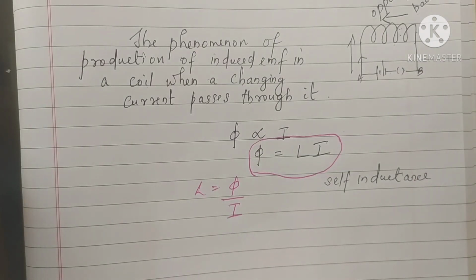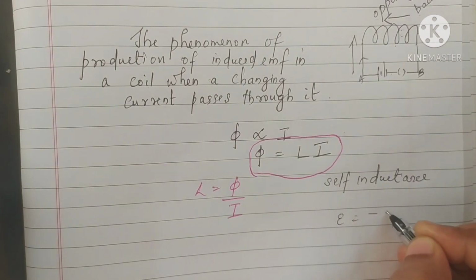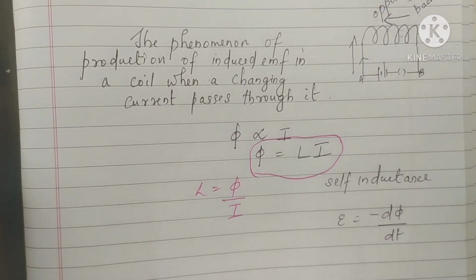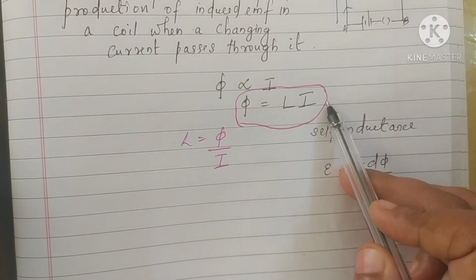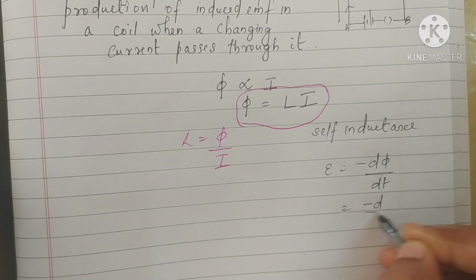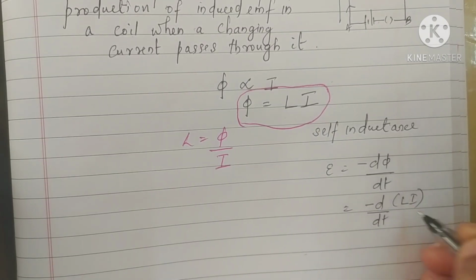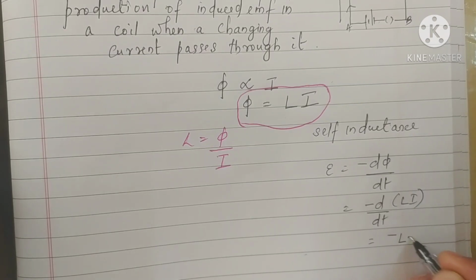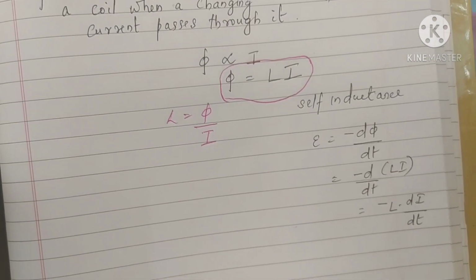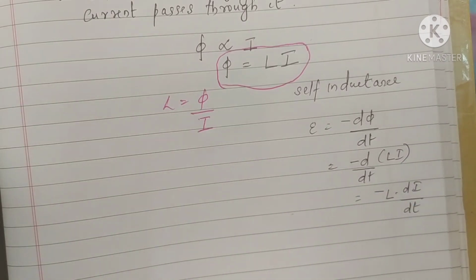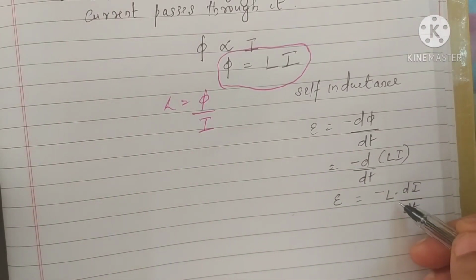Now you know the relation between induced EMF and the flux is E equals minus d phi by dt. And phi from this equation is L into I, so you can substitute that: minus d by dt of L I, that is minus L into di by dt. Clear? This is the expression for the induced EMF and the inductance.